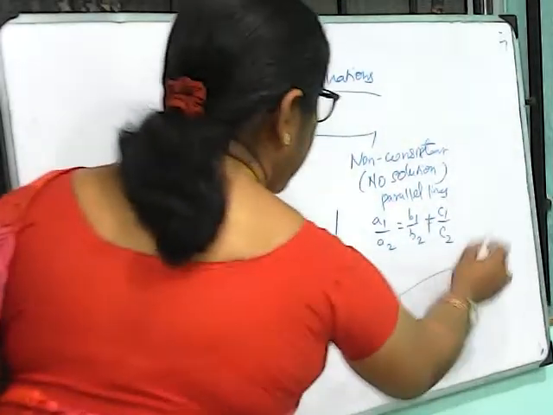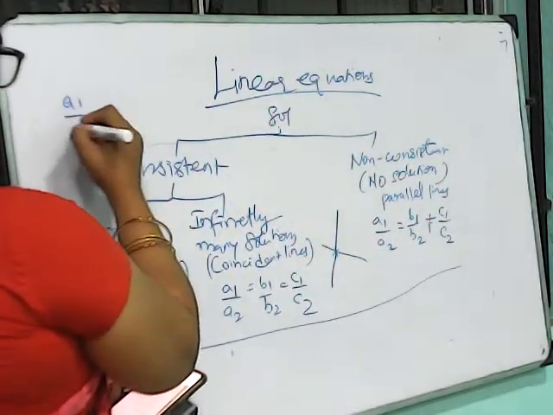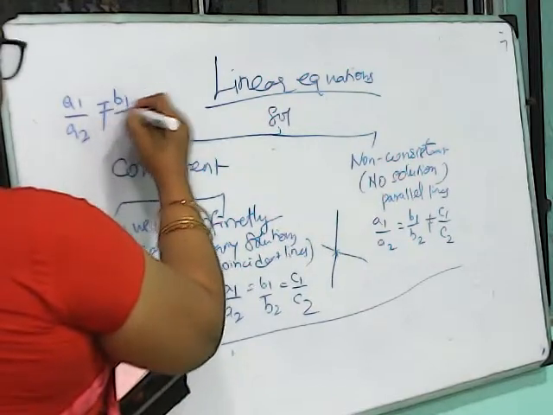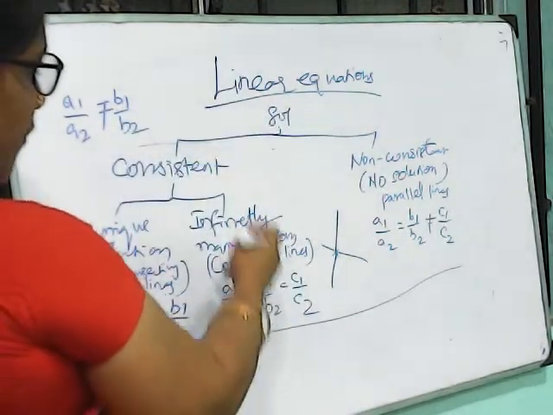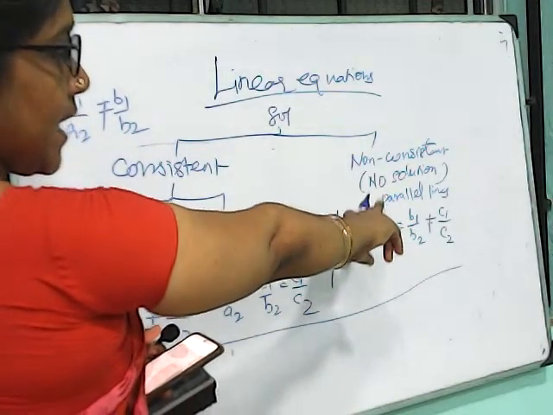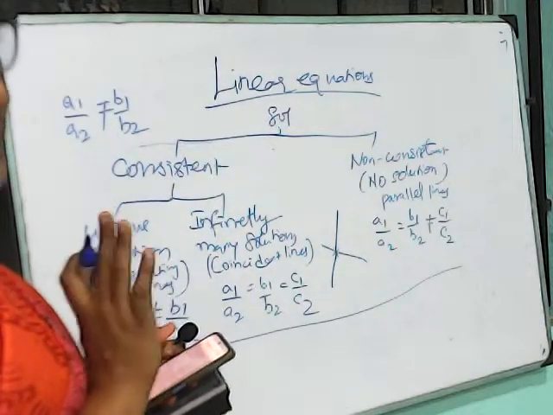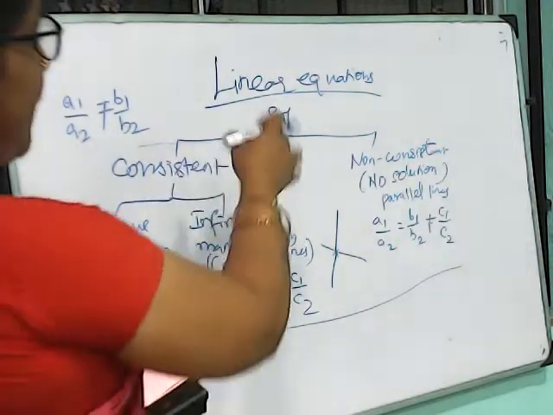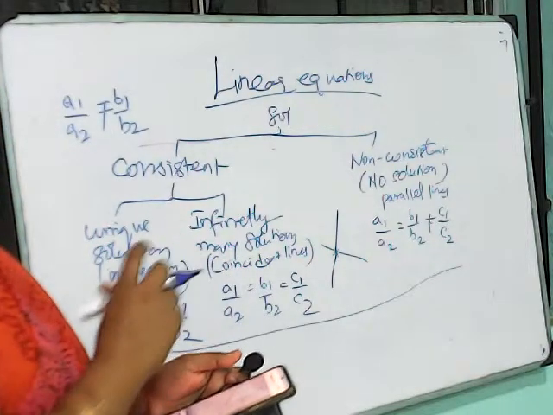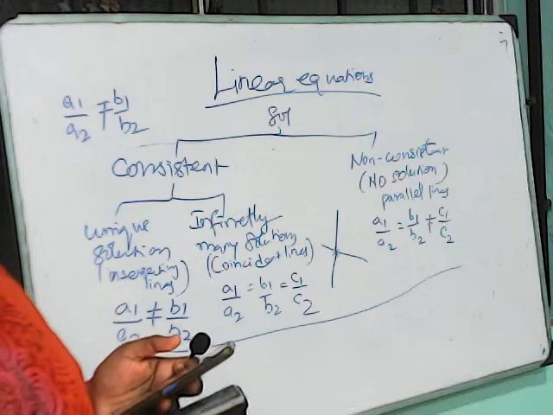Okay, so I repeat this. For consistent, it is a1 by a2, which is not equal to b1 by b2. Inge, for infinitely many solutions, all the three are equal. And for inconsistent, a1 by a2 is equal to b1 by b2, which is not equal to c1 by c2. Okay, sorry. இப்போ இது எங்க வரும் அப்படின்னு சொன்னா all these the conditions எல்லாமே you will be asked questions either in 1 mark or 2 mark.